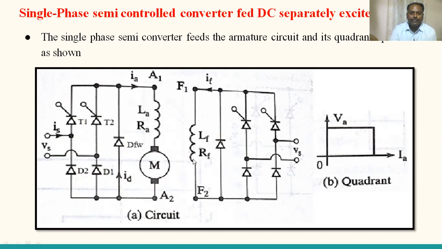So you see here all these parameters: the average output voltage, average output current, IF the field current, LF the field inductance, RF the field resistance, F1, F2 the field terminals, Vs the source voltage for the field circuit, like that. All the parameters are described here, and the principle of operation is going to be explained in the next slide.